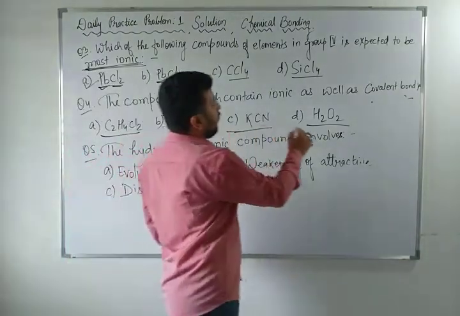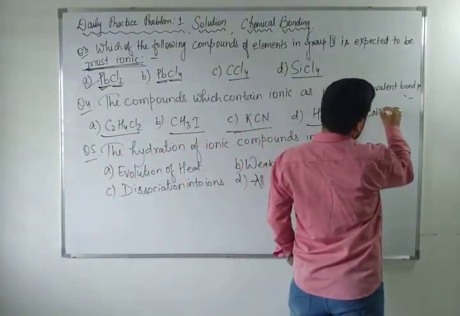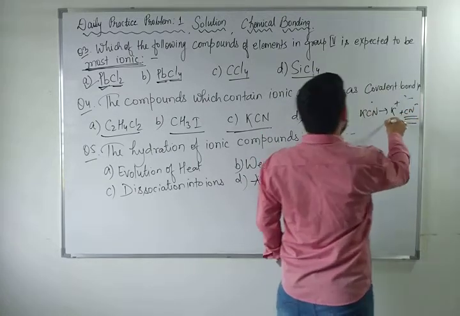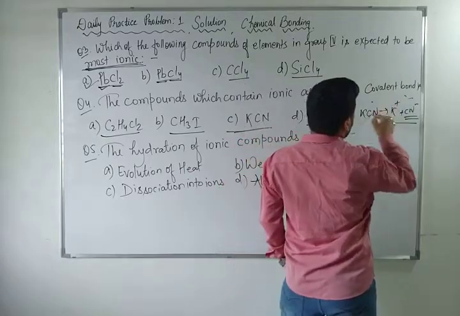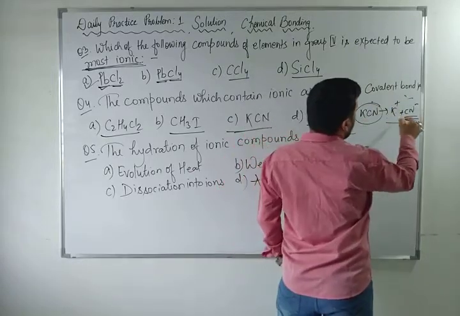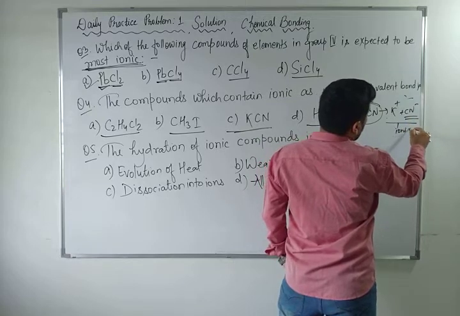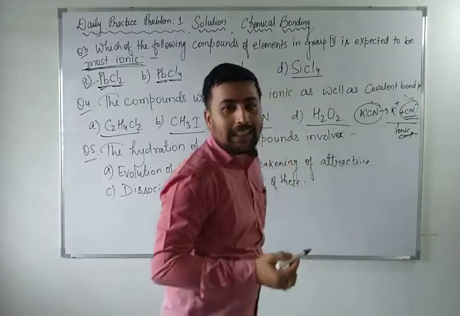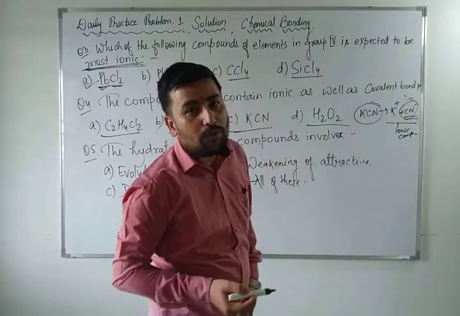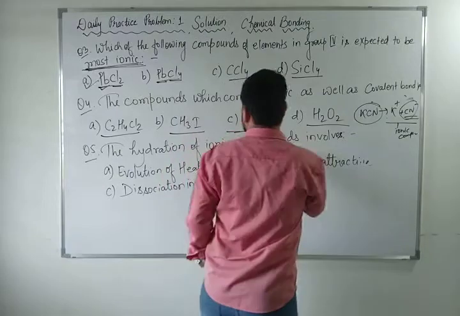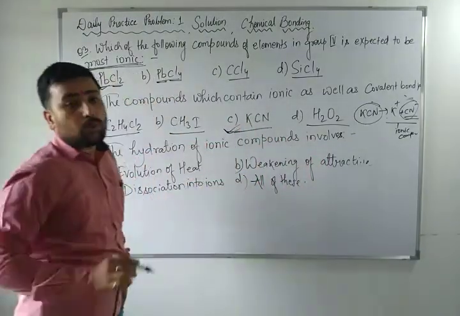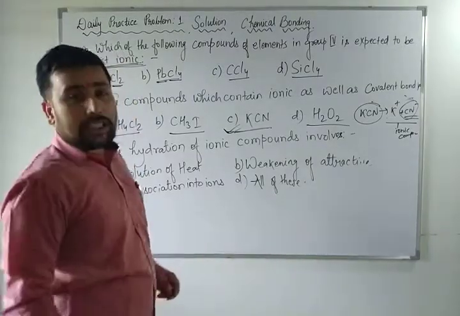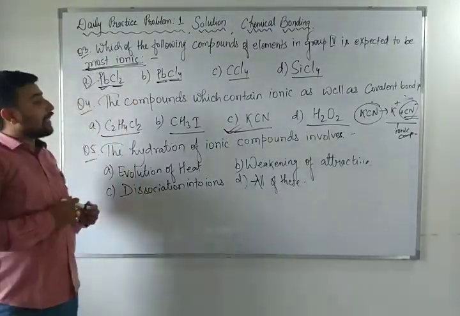So here, if I talk about potassium cyanide, it breaks into potassium plus and cyanide minus. In this potassium cyanide, K+ and CN- are held by an ionic bond. But in the cyanide there is a covalent bond. So that's why in this compound there is an ionic as well as a covalent bond. So you have seen which compound can contain ionic as well as covalent character.